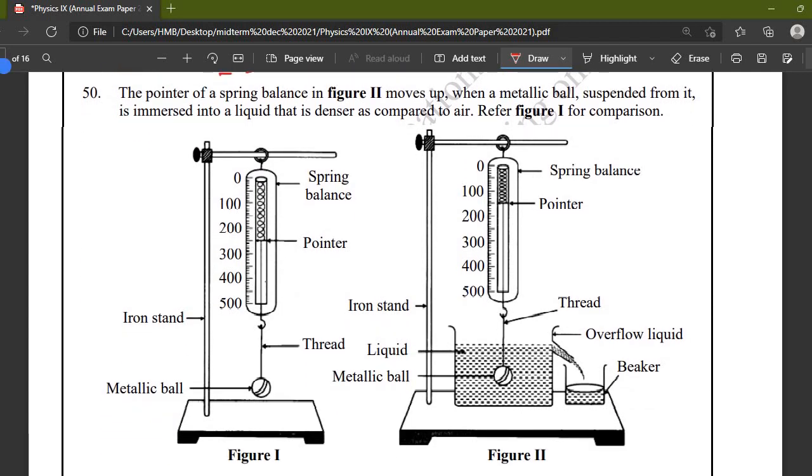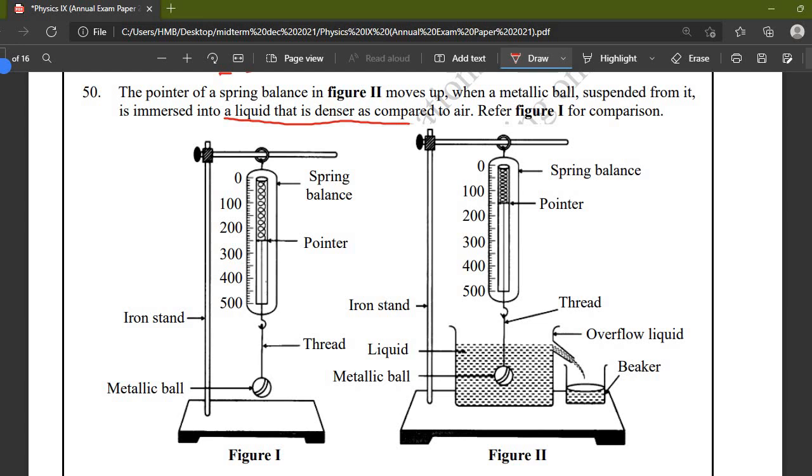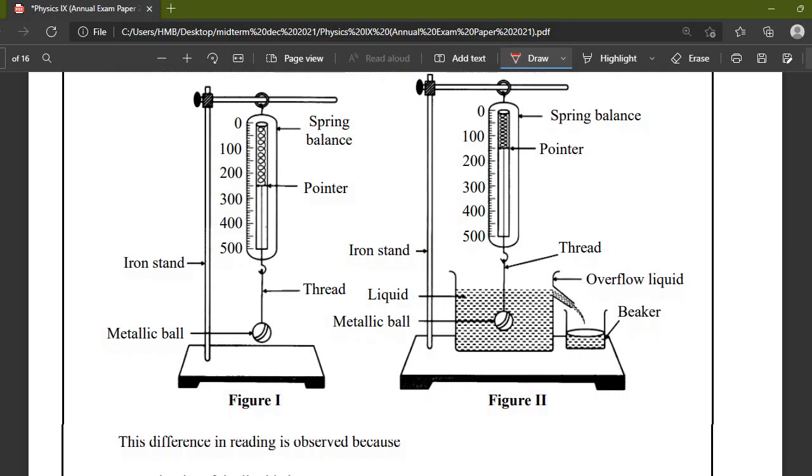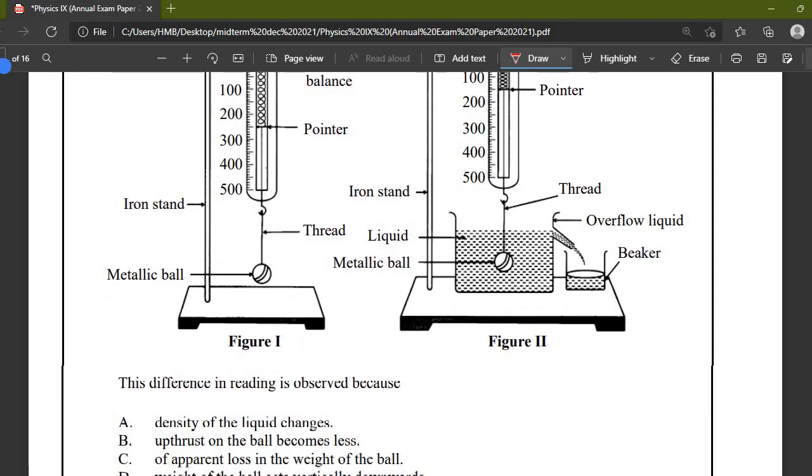Then we have the last question of this year 2021. The pointer of the spring balance in figure 2 moves up when a metallic bulb suspended from it is immersed into the liquid that is denser as compared to air. Refer to figure 1 for the comparison. So its weight in air was around 250 while its weight in water is around 150. So the same object, but its weight is different in different media. One is in air and the other is in water.